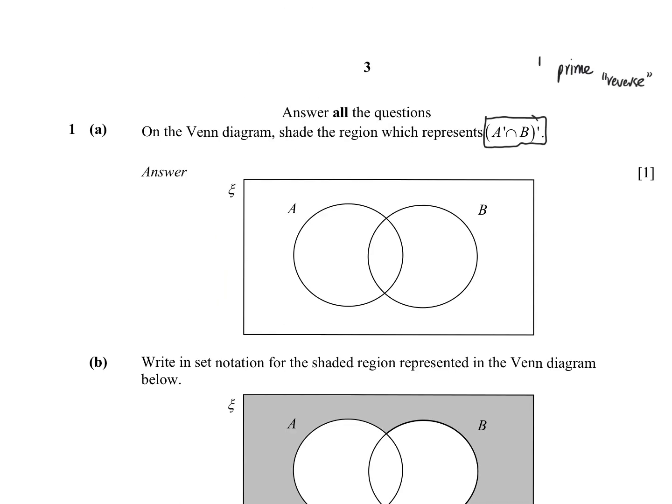Reverse. So when you reverse A complement, it becomes A. When you reverse, the intersection becomes union. When you reverse your B, it becomes B complement. So it is asking you to union A.